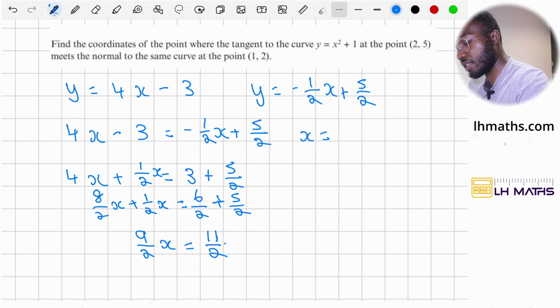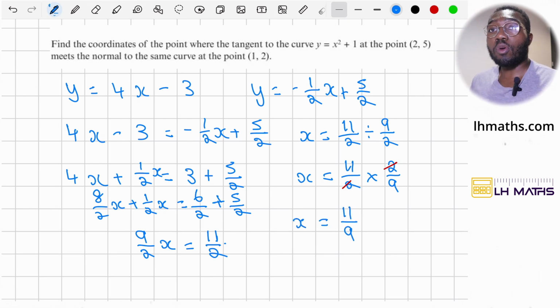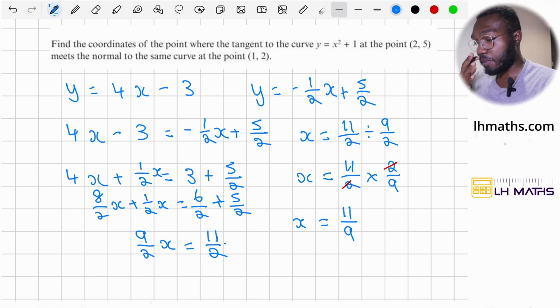So x is 11 over 2 divided by 9 over 2. And even though I know what it is, I'm just going to show you a way to do it. If you're unsure, we can just flip the fractions. So 11 over 2 times 2 over 9. Then the 2's will just simply cancel out. And we're just left with 11 over 9. So we know x is 11 over 9.